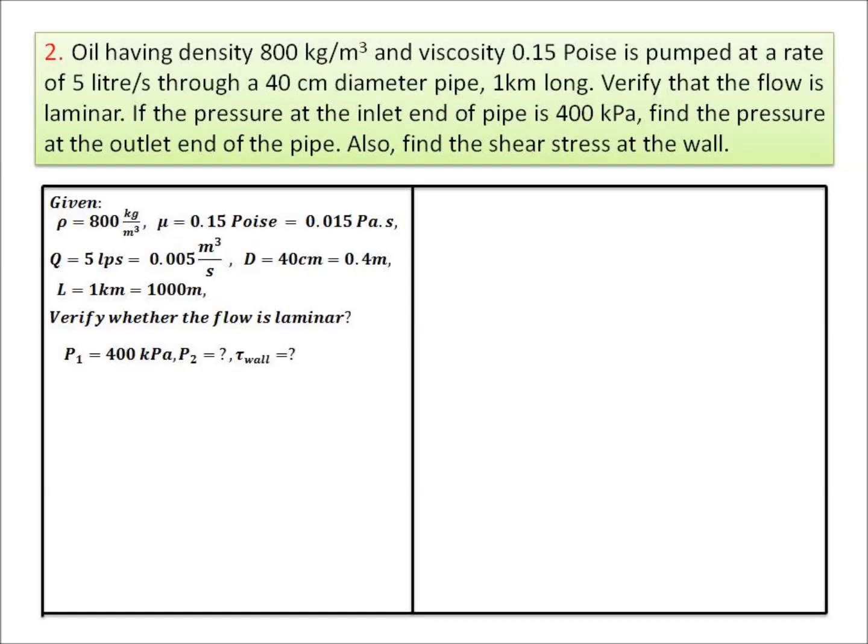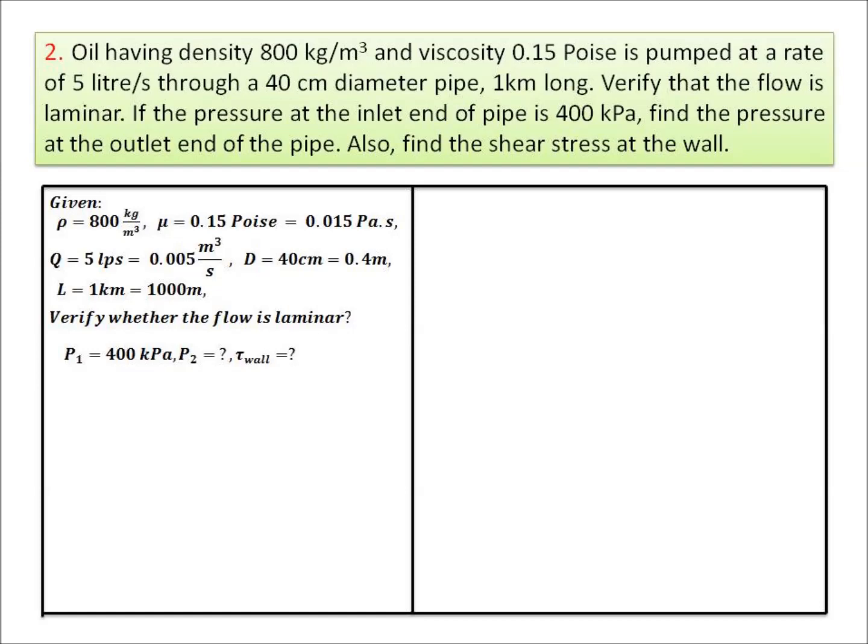So here the density is given as 800 kg per meter cube, while the viscosity mu is given as 0.15 poise, that is 0.015 pascal second, and it is flowing at a rate of 5 liter per second. Converting this liter per second into meter cube per second, it is 0.005 meter cube per second, and the diameter of pipe is given as 40 centimeter, so it is 0.4 meter.